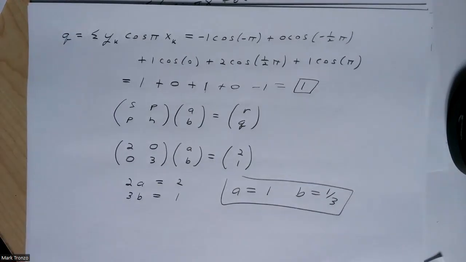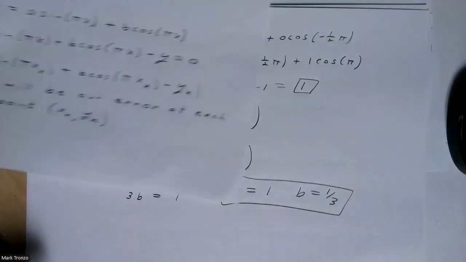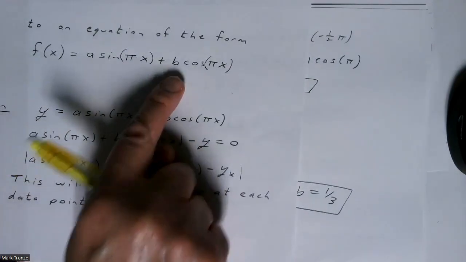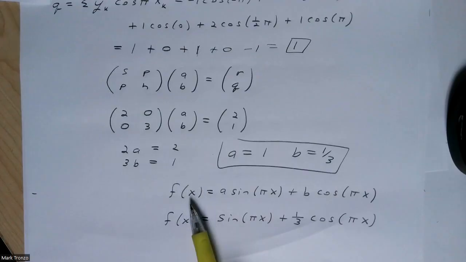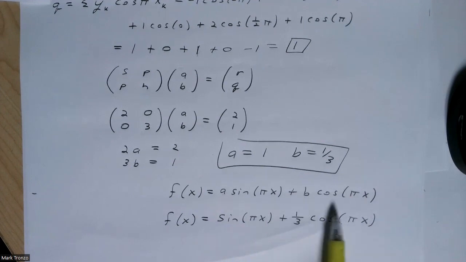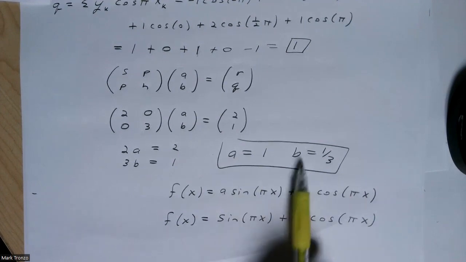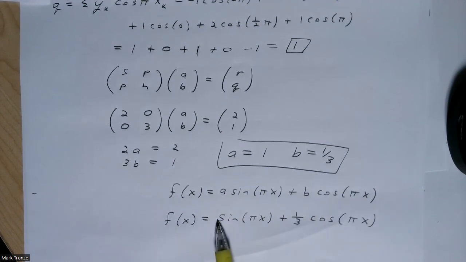And then let's go back to the form that we were working with. We're trying to put something into this form. So we're trying to put our equation into this form right here. A sine pi x, b cos pi x, and we found our a and b. Now we put them in here. A is 1, b is 1/3, and there we have it.